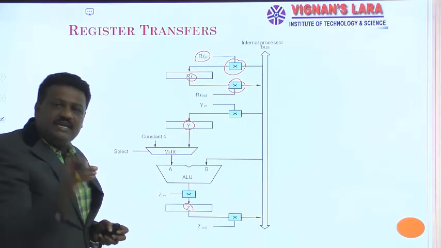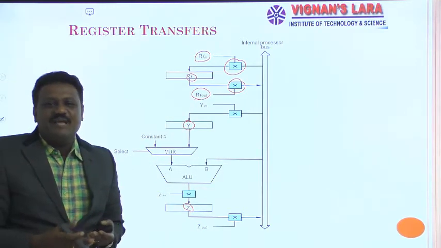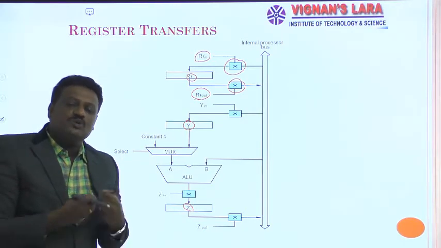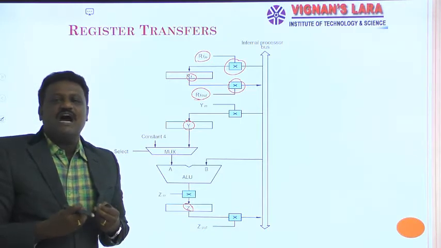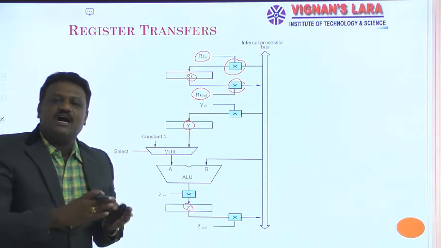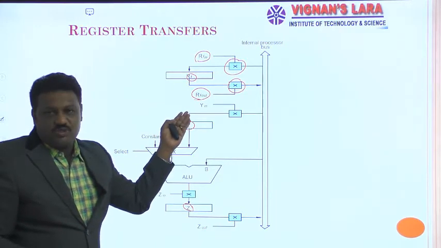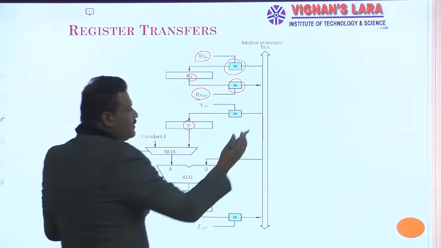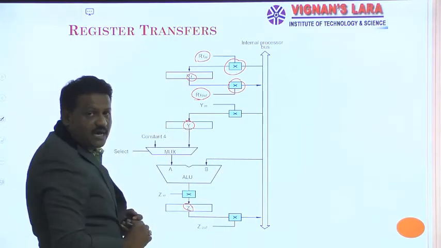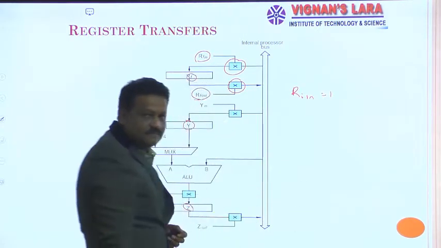One is Ri in and second one is Ri out. Your register name is Ri, so don't confuse it: Ri is the register name, and in means copying data into register Ri. The second one is Ri out, which means I transfer data from register Ri to an internal bus using the control signal Ri out. If I want to copy the data available on this internal bus to register Ri, I have to make Ri in equal to 1.